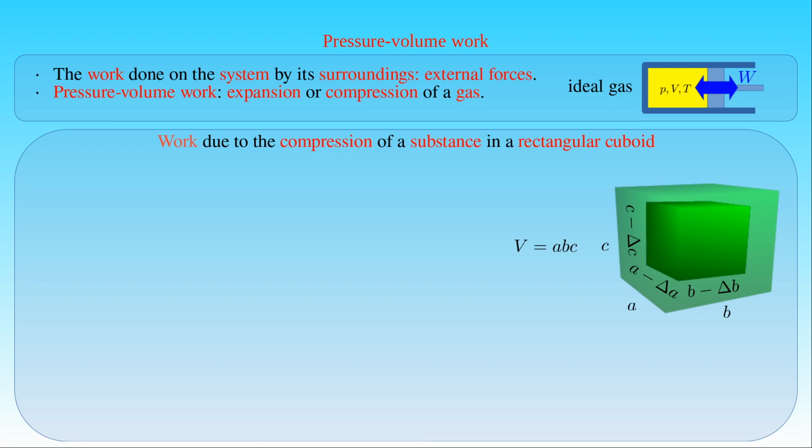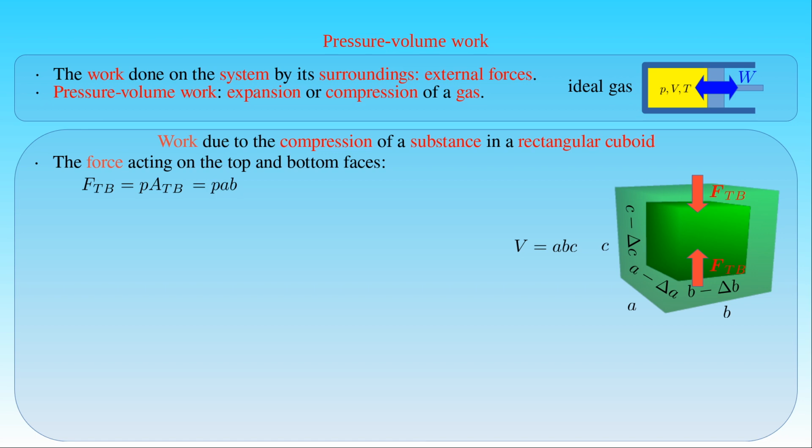Let us start with the top and bottom faces of the rectangular cuboid. We denote the forces acting on these faces by F with the subscript TB, which means top and bottom faces. If we apply the definition of pressure, these forces are given by the product of the pressure P and the area A_TB of the top and bottom faces, where the face area is equal to the length A times the width B. These forces do work on the substance when they compress its volume along the vertical direction.